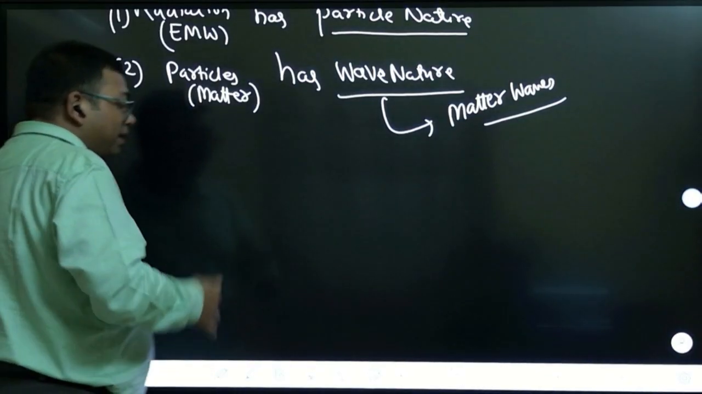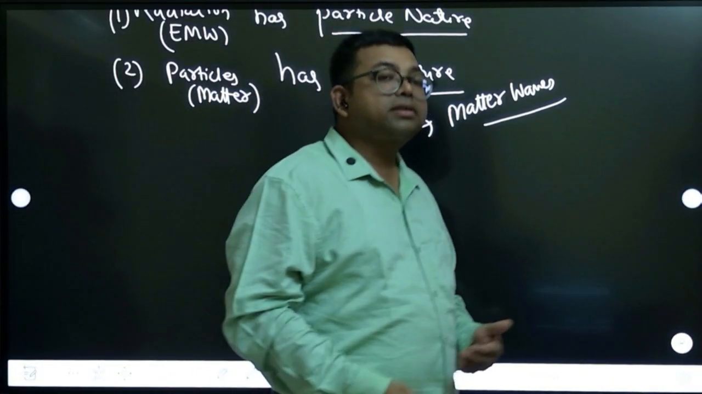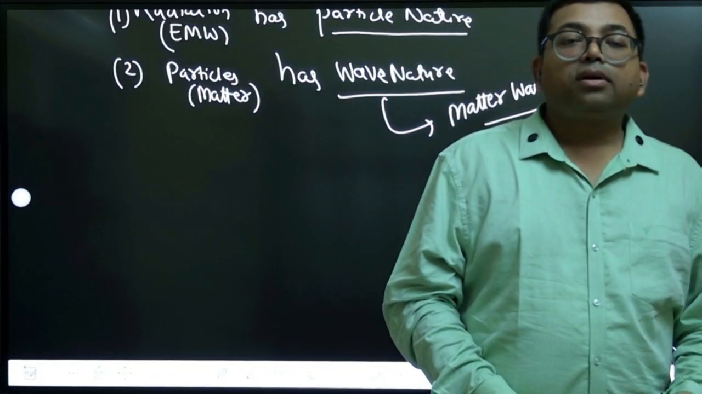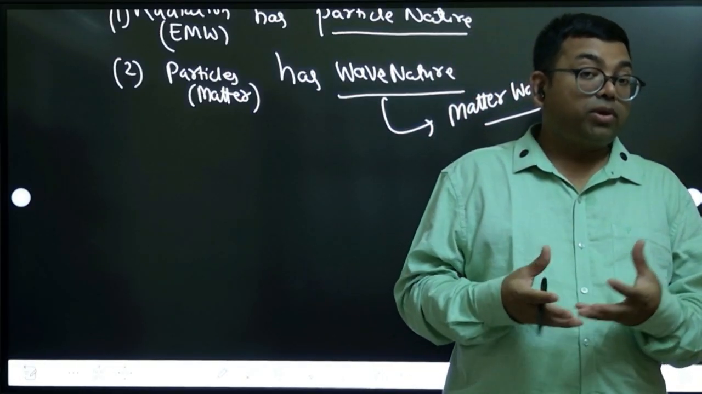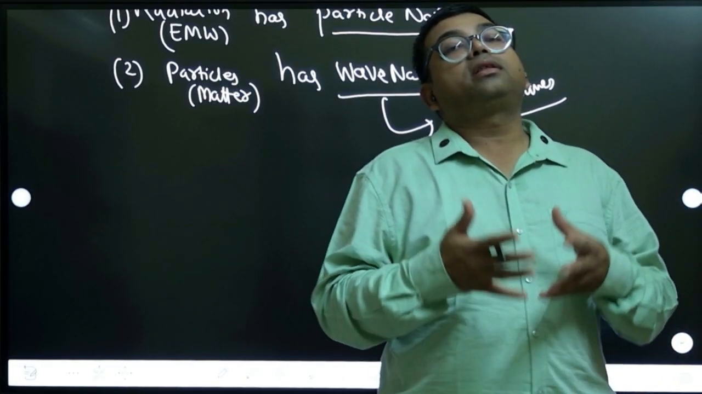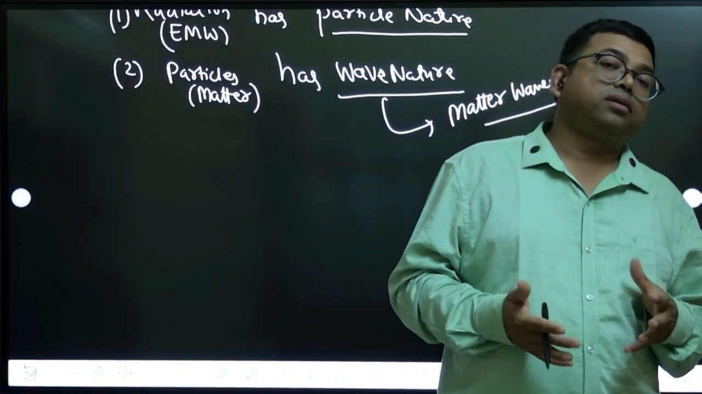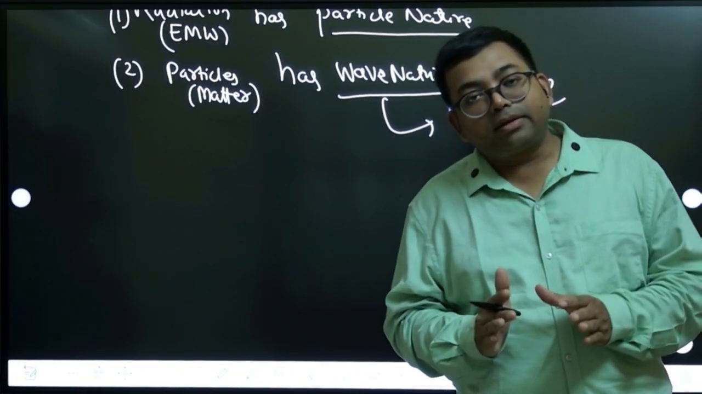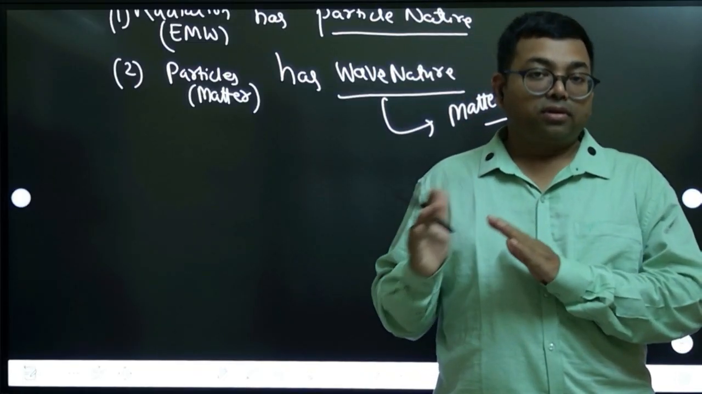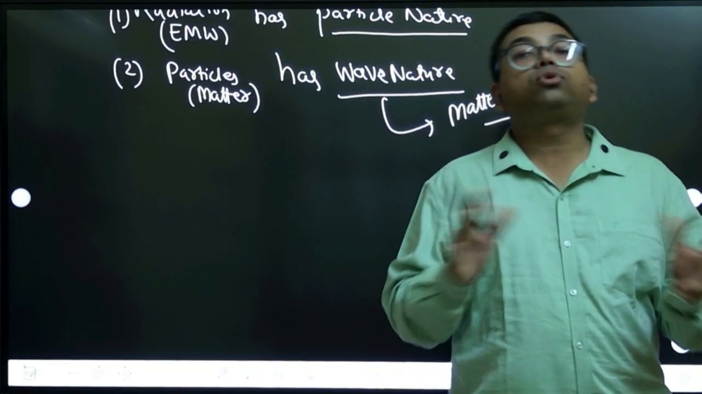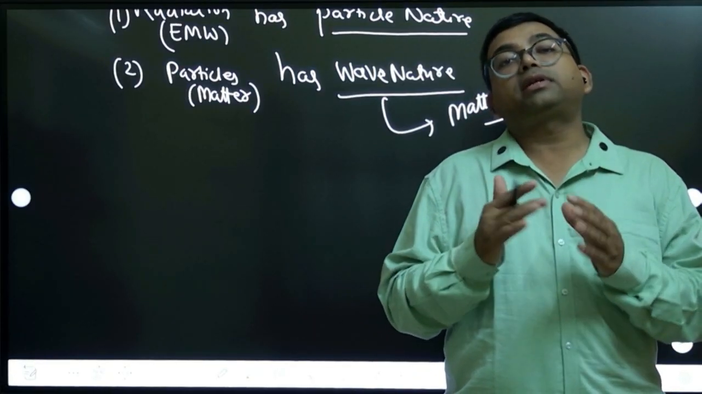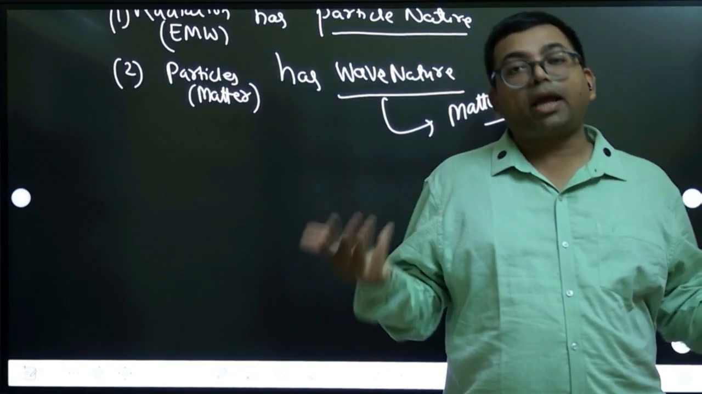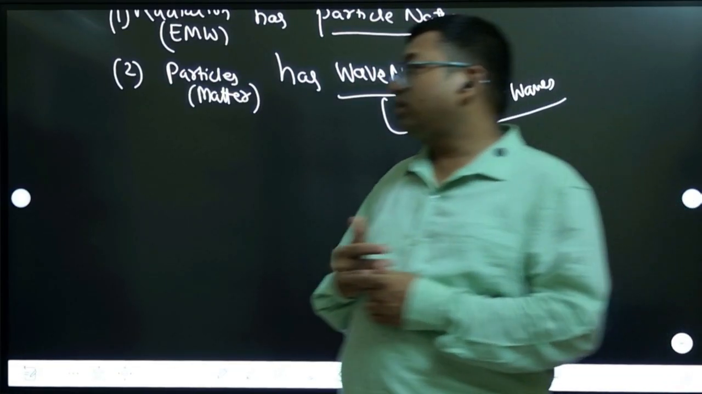That means a particle anyway behaves like a particle, but it can also behave like a wave. And an electromagnetic wave behaves as a wave always, but in some conditions it can also behave as a particle. So particle or matter as well as electromagnetic wave have dual nature. They do not behave as only one type. They can behave as two types. That is the dual nature in this chapter.